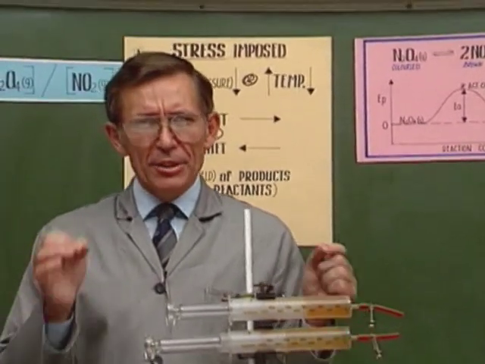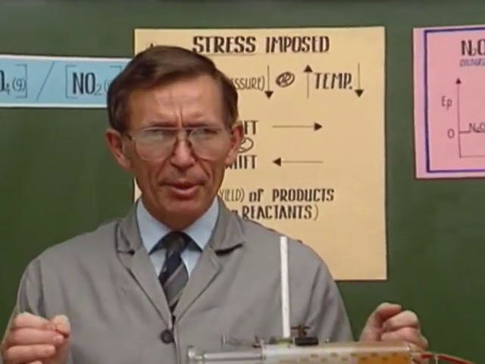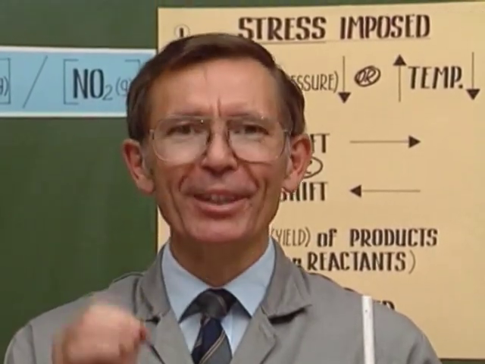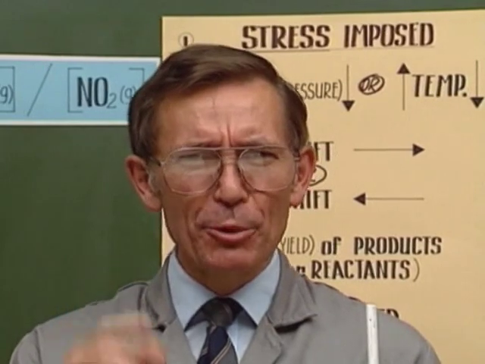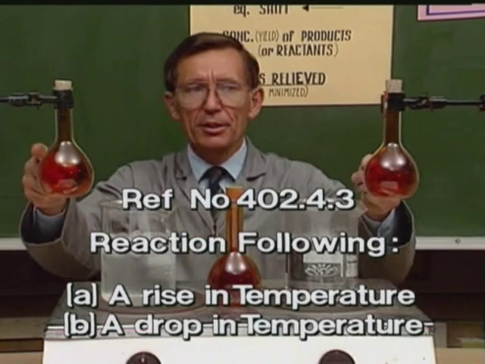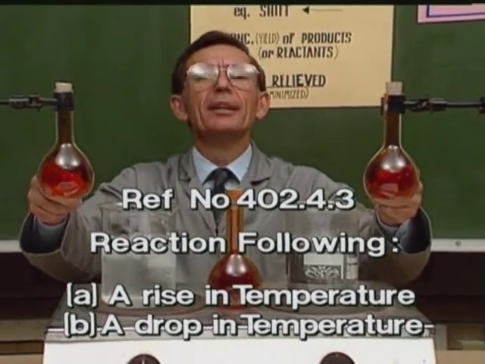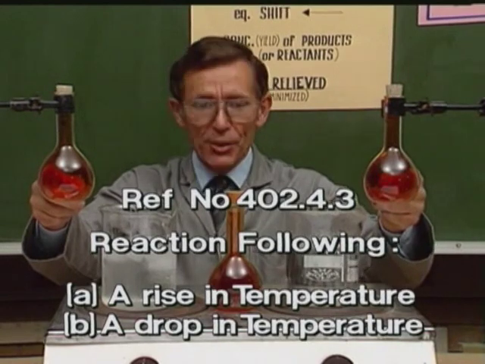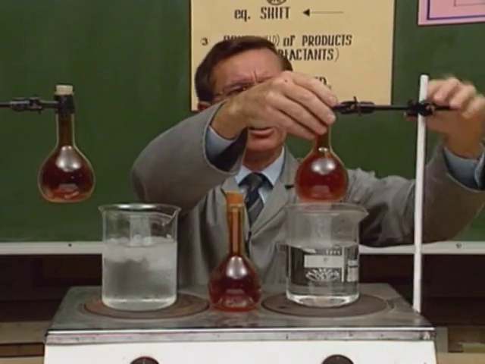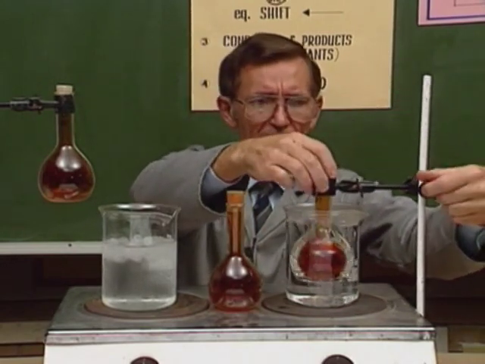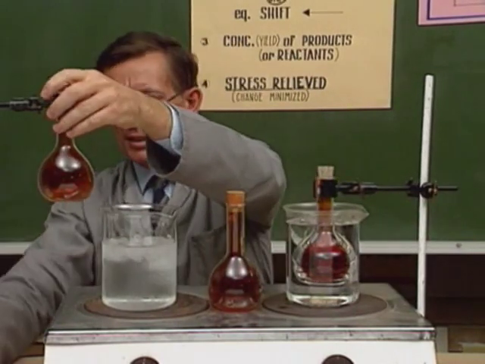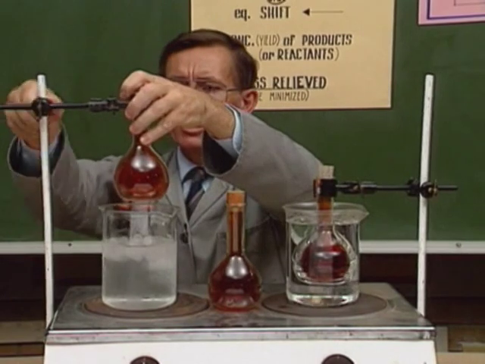For an explanation of this observation in terms of Le Chatelier's principle, refer to reference number 402.4.2 in your workbook. Let us see what happens if we raise the temperature and drop the temperature. Here we have 3 flasks filled with the dinitrogen tetroxide, nitrogen dioxide equilibrium mixtures. Let us see what happens if I place this flask in hot water and leave this one at room temperature and place this flask in ice water.